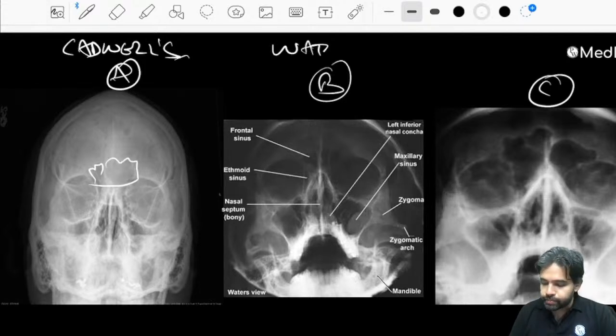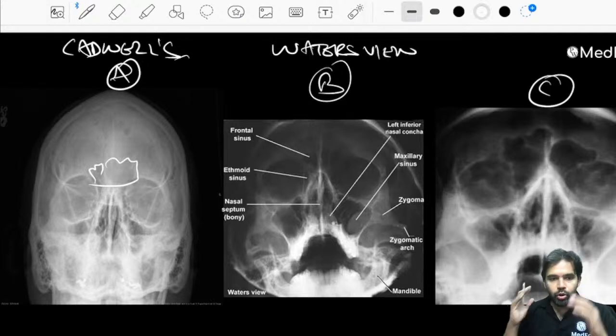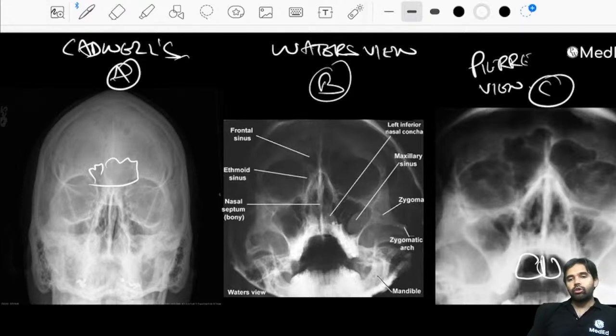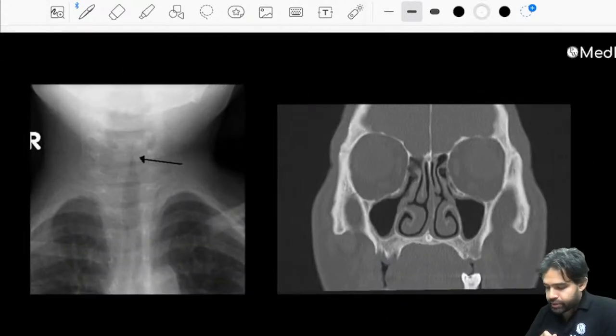B is Waters view, occipitomental view, and here you can see the maxillary sinuses. And the third one over here, you have to look at the intersphenoid septa: Pierre's view, or Pierre, French guy. All right, so this is the same thing as Waters view, but with the mouth open. When you open the mouth, you are able to see the sphenoid sinus, same occipitomental view angle, but here you can't see the septa. Okay, there is no septa over here, but here you can see the intersphenoid septa, and that will tell you whether it's Pierre's view or Waters view. Very, very straightforward, not wasting any time in this.